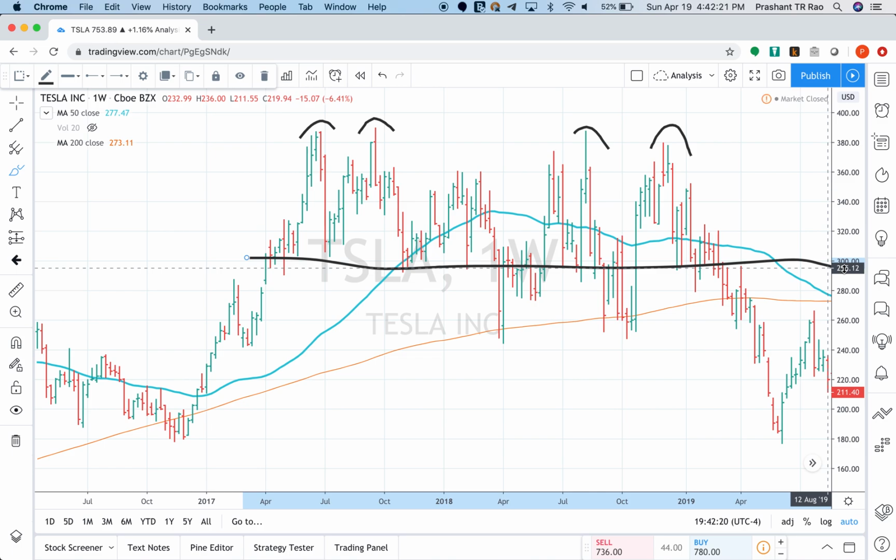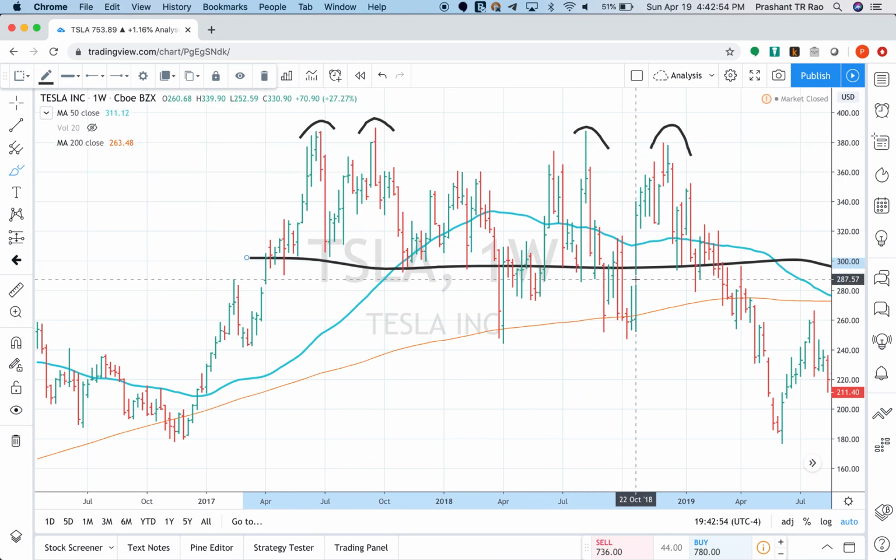And if you wanted to estimate how far down Tesla might go, you take the top, which is 380, and 300, which is $80, and then at the very least, you're looking at 220, which is approximately here. Right, so that's how far it's likely to go down, if your pattern formation is much more clear.